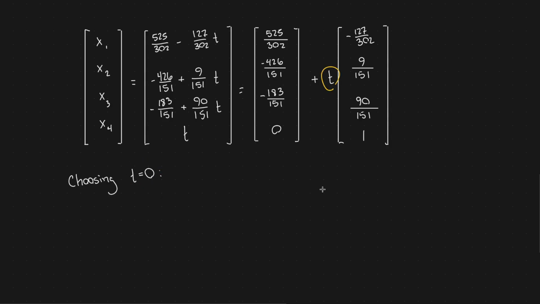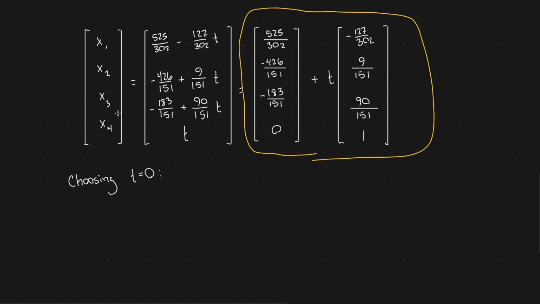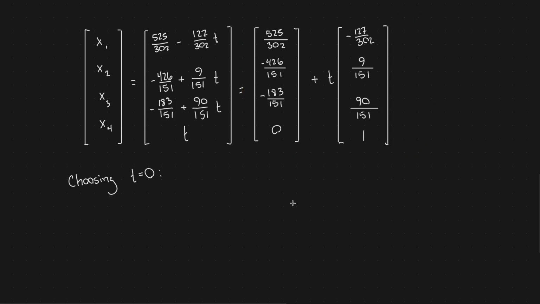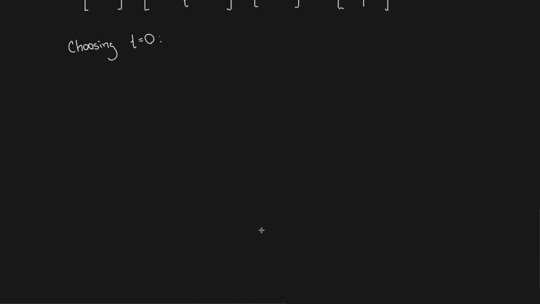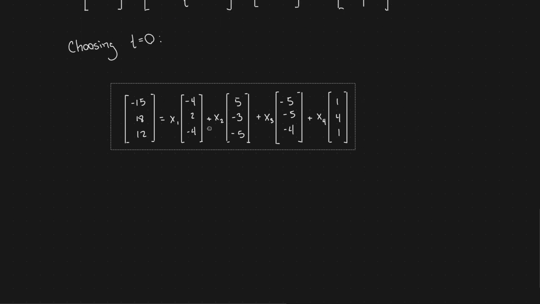Again, any number t will work here. I could choose t to be 0. I could choose t to be 302. I could choose t to be negative 4,306,000,000. Okay? Any set of x1, x2, x3, x4 that has this form, using those as the coefficients to the linear combination equation, will make the system work. Okay? So choosing t equals 0. Let me just grab this so I don't have to write it all out again. So we got our linear combination equation.